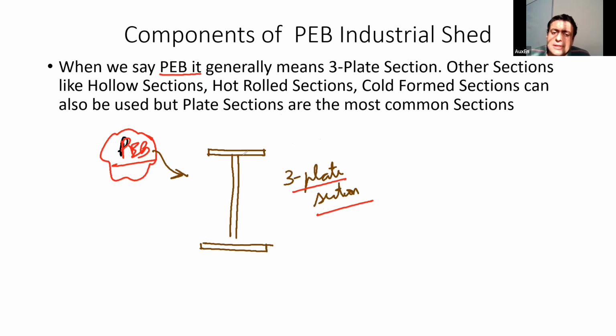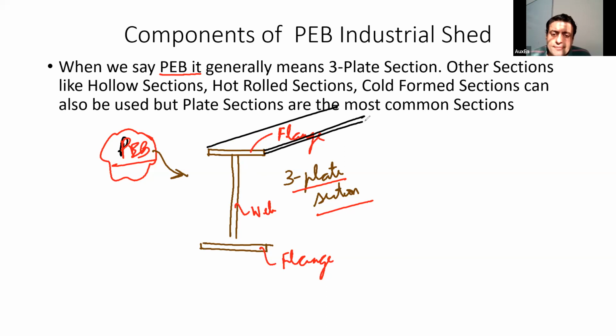So what is the meaning of this three-plate section? Three-plate section means that I have this top plate. This is called a flange plate. This is called a flange plate. And this is called a web plate. So these three plates together, we weld them together to make a continuous three-plate section. So generally all your PEB suppliers or all your PEB structures use this type of section. Okay, the most common section that they use would be this type of three-plate section.